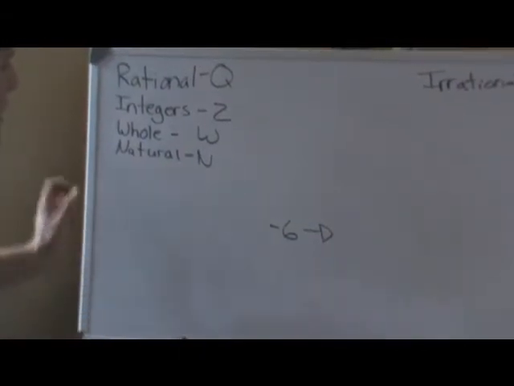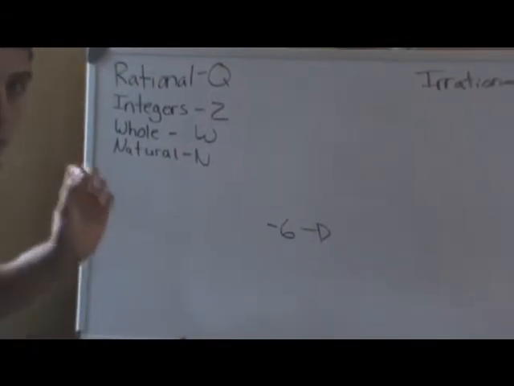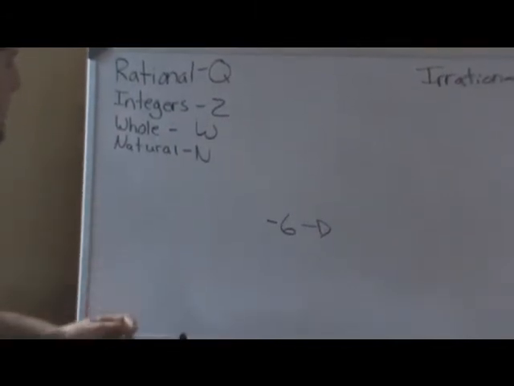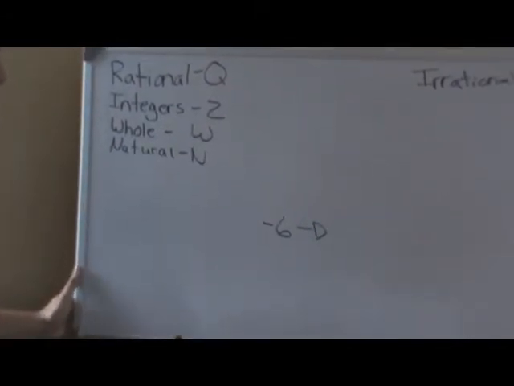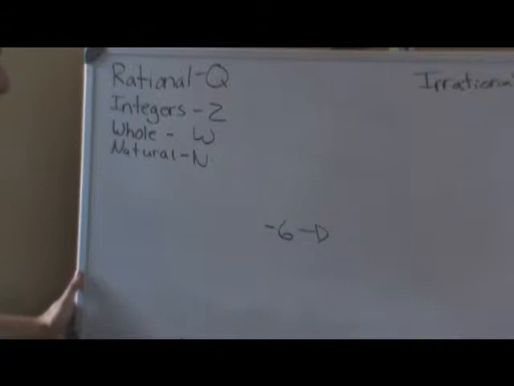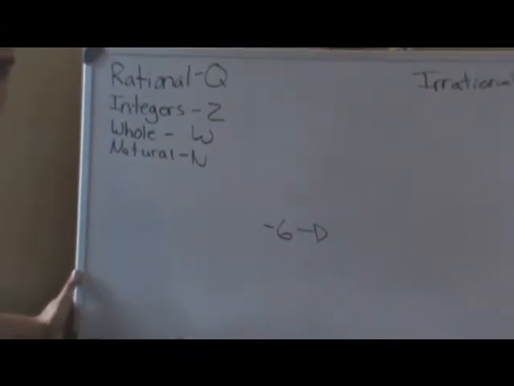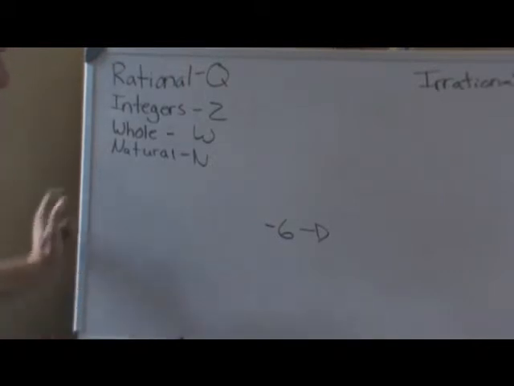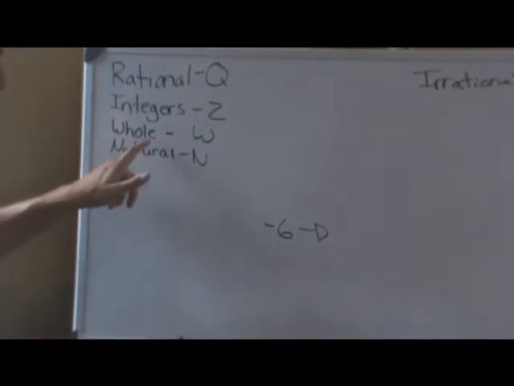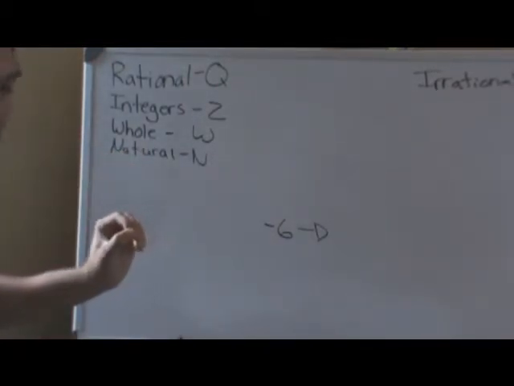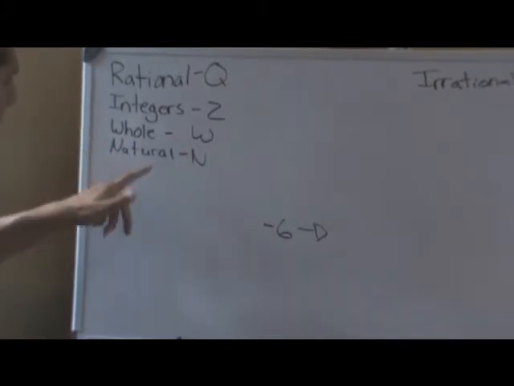Natural numbers also do not include decimals or fractions. Natural numbers are very similar to the whole numbers. Natural numbers are the numbers 1, 2, 3, 4, 5, 6, 7, 8, 9, 10, etc. They're your counting numbers. The only number not included in the natural numbers that is in whole numbers is 0. So the whole numbers have 0, the natural numbers do not.